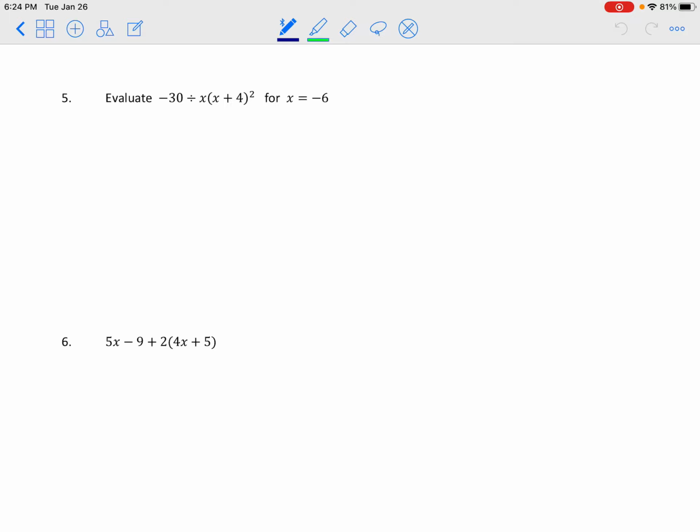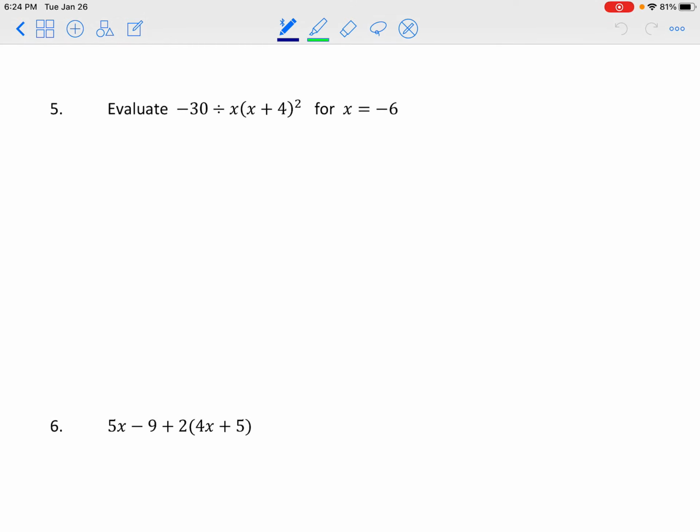All right, on the back, we're going to see a couple new situations, still using order of operations, but new places to apply them. So example number 5 here, which we've seen evaluating in one of our previous sections, but now we're going to have to put order of operations in play as well. So if I want to evaluate this expression for x equals negative 6, that means I have to replace the x with negative 6.